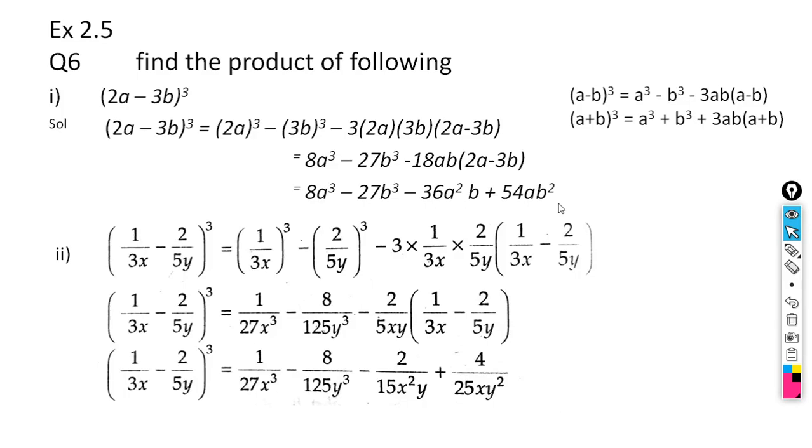Now this is another problem. In this case, the question is (1/(3x) - 2/(5y))³. Again, in the same problem we are going to use the identity (a-b)³, where a is 1/(3x) and b is 2/(5y). a³ - b³ - 3ab(a-b). Now here the 3 cancels with the 3, and by expanding this we get 1/(27x³) - 8/(125y³) - 2/(5xy)(1/(3x) - 2/(5y)). When we expand this further, finally we will get this result.